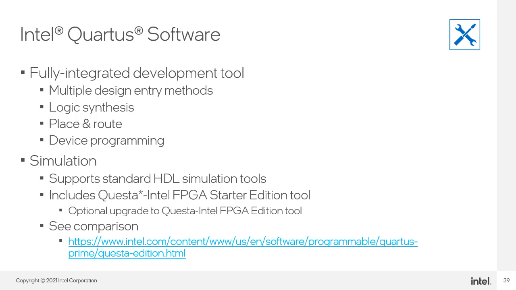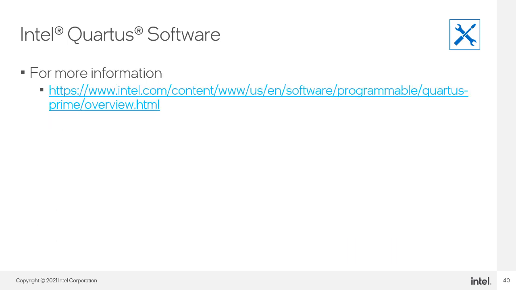For your simulation needs, the Intel Quartus Prime software works well with many third-party simulation tools. To get started if you do not have a simulation tool, the Questa Intel FPGA Starter Edition and Questa Intel FPGA Edition tools can be downloaded from the Intel FPGA website. The Starter Edition is free and included in every installation of the Intel Quartus Prime software. To see a comparison between the tools and the extra features of the full edition, visit the Questa Intel FPGA page, linked here. Please visit the overview site for more information regarding Intel Quartus Prime software.